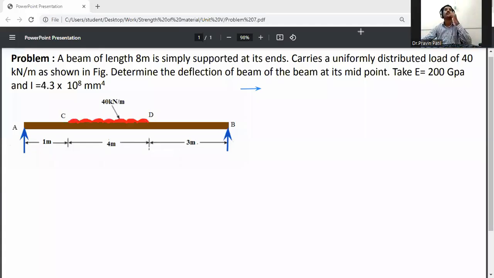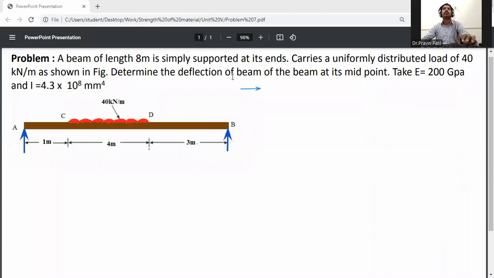Problem statement. A beam of length 8 meter is simply supported at its ends. It carries a uniformly distributed load of 40 kilonewton per meter as shown in the figure. Determine the deflection of the beam at its midpoint. Take E as 200 GPa and I as 4.3 into 10 raised to the power 8 mm raised to 4.